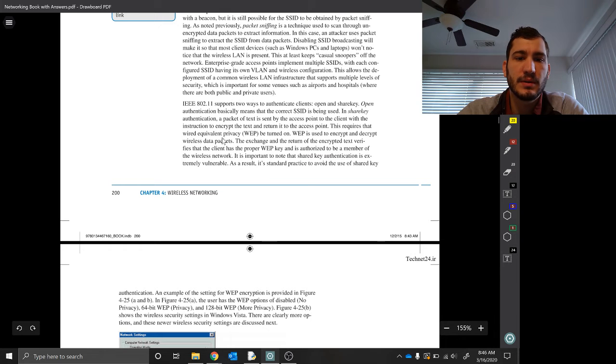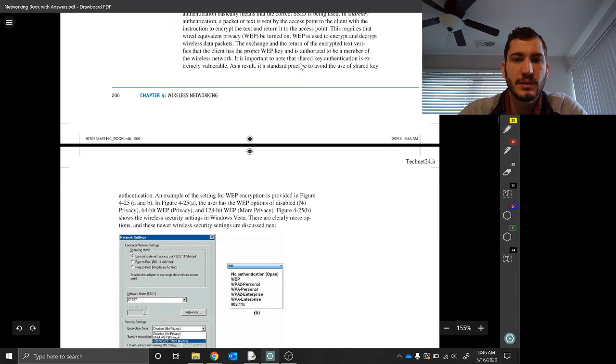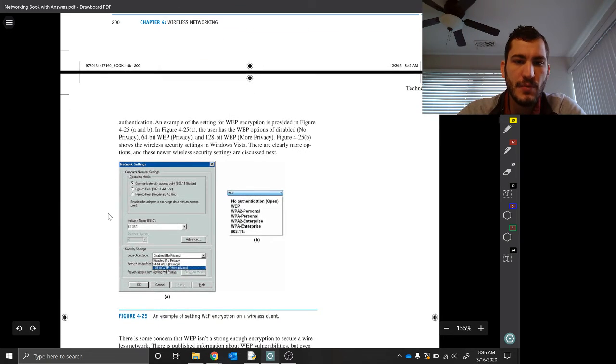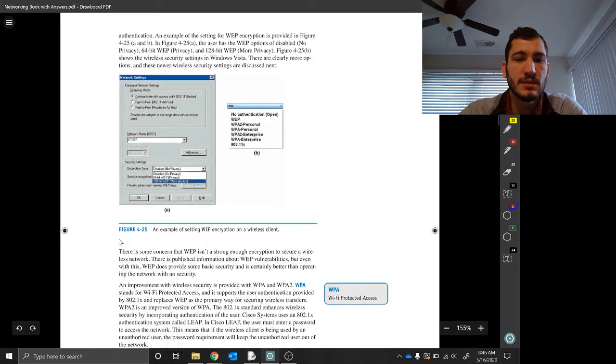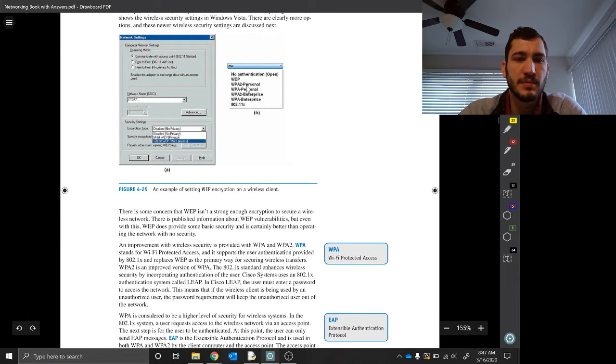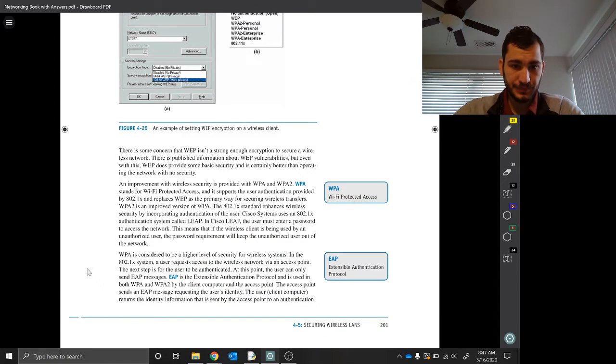WEP, Wired Equivalent Privacy, is not good at all. It's not used anymore. It was the standard, and now it's not. We've actually moved on to WPA and WPA2. WPA2 is probably what you want to use at home. WEP wasn't strong enough for a wireless network, so they moved to WPA. And what WPA does is that you have to authenticate the user.